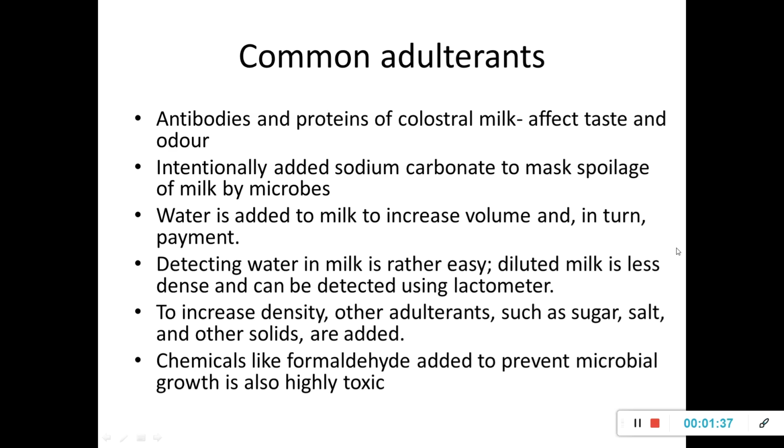So the so-called good and healthy food that we consider might sometimes be unhealthy for us, and we need to check the quality of milk quite often. Now, we are going to talk about a few tests which will help us to identify milk adulteration in an easy manner.